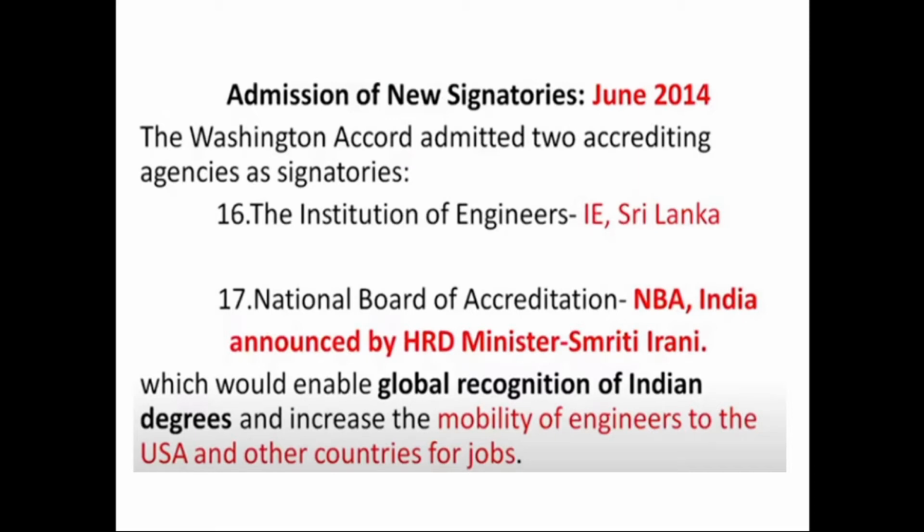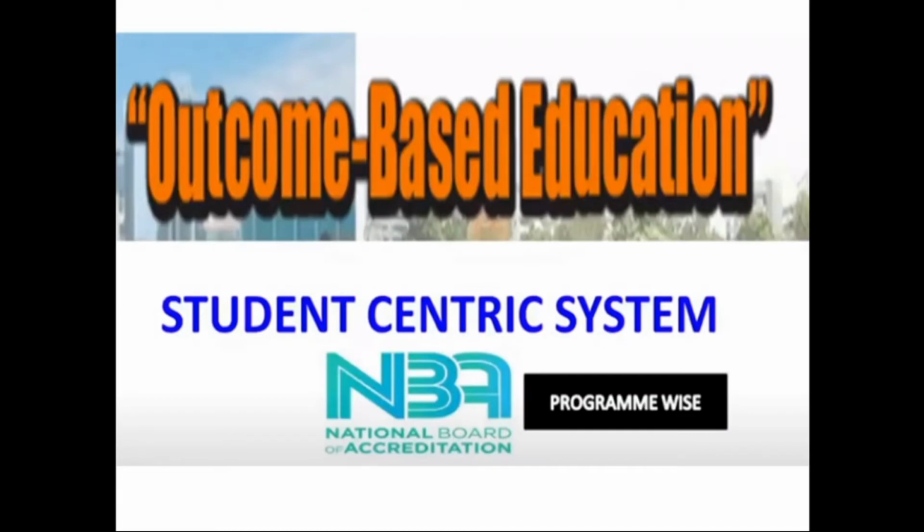Why are we going to the Washington Accord for NBA? To recognize our Indian programs globally. Our engineers should be level one globally and internationally for higher education. For countries like Australia, only if you have NBA can you go for higher education there and in other countries. They will recognize it. So NBA is a must for every program in Indian engineering institutes. Mainly, outcome based education goes hand in hand with a student centered system.